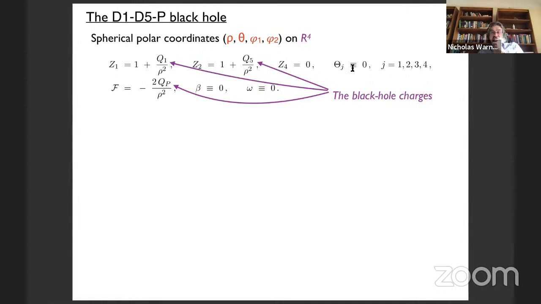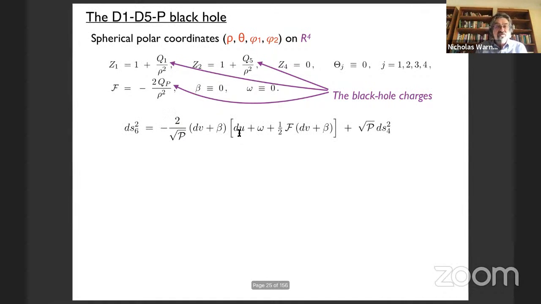Everything else is being basically trivialized. All the magnetic fields are gone, Z4 is gone, beta is gone, omega is gone. So this is the BMPV black hole without any rotation. So basically a straightforward harmonic solution.